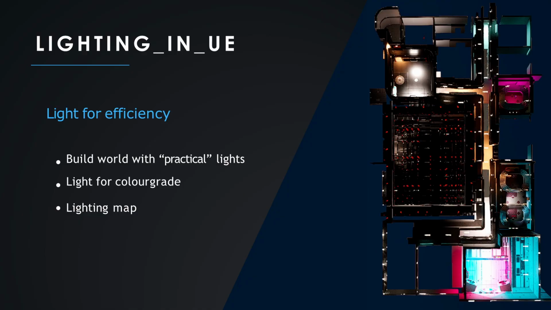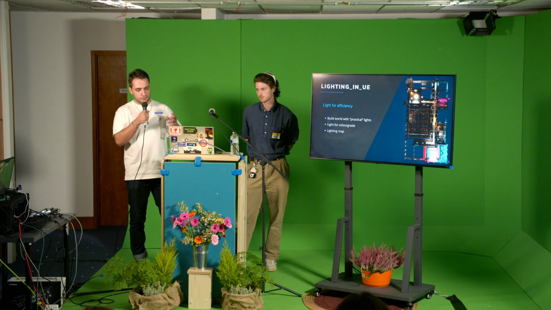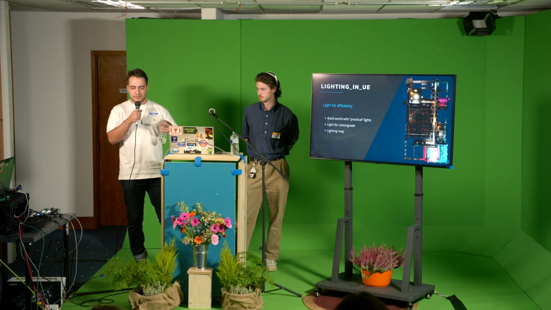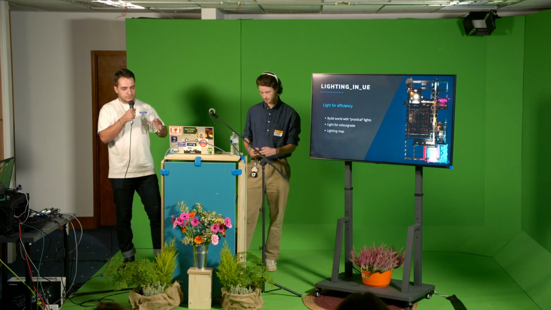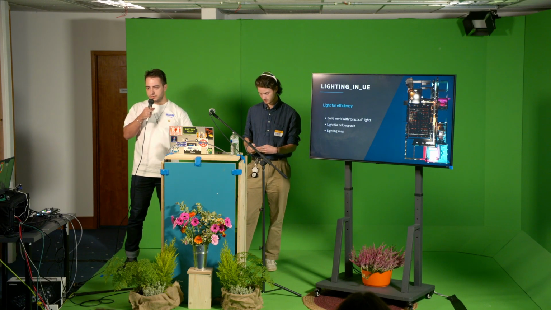The way we approached it was, that's actually a top-down map of the final environment, and we tried to do everything with practical lights in the world. Like this, we would basically already have a lighting map, and I'll get back to the lighting map in a bit. But what we also tried to do in Unreal Engine was to already light for the color grade. Because I would also do the color grade later, I tried to finalize the lights in such a way that it would be pretty much close enough to the final look of the film.